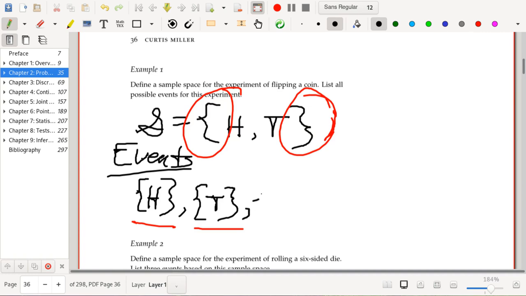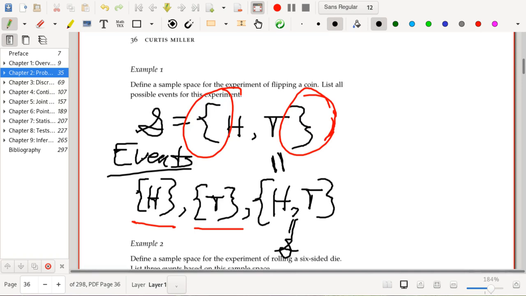We can also have the event heads or tails. So what is a possible outcome for this? Well, we could get heads or tails, basically. And notice right here that this is the same as the sample space. So I could have said the sample space is an event.